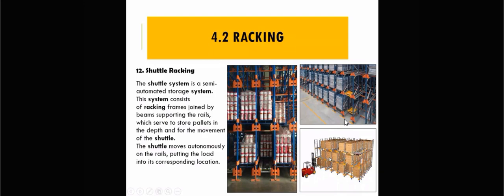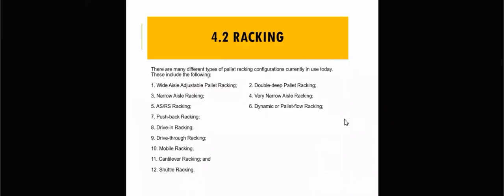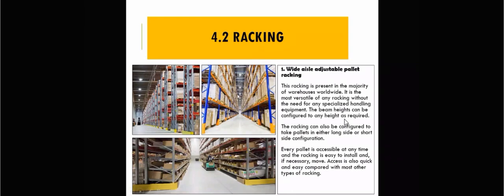Okay, that's all. Alright, so what have you learned for today? Alright, as a conclusion, alright, so today we have already covered this one lah. Okay, we cover explanation macam mana the wide aisle, adjustable, double dip, narrow aisle, very narrow aisle, okay, ASRS racking, dynamic, number 7, pushback, drive-in, drive-through, mobile racking, cantilever, shuttle racking. So this is the conclusion what we have learned today. Alright, so if you don't really understand, look at the photo and you can also watch the video on related item-item ni tadi.